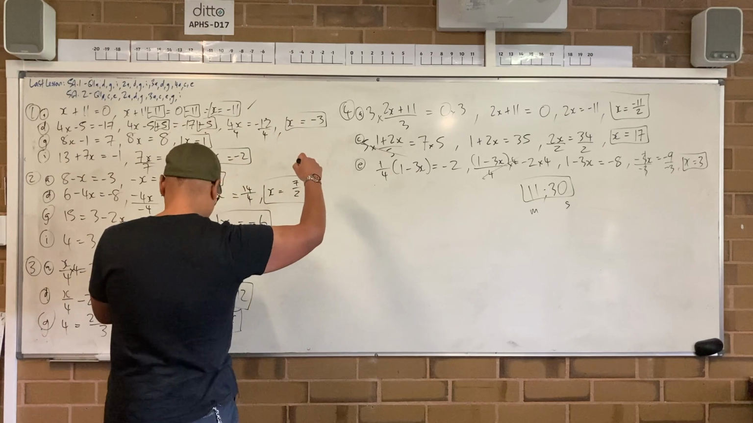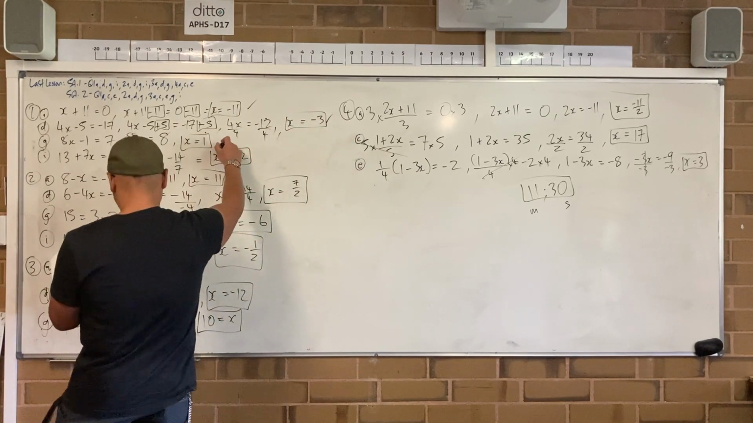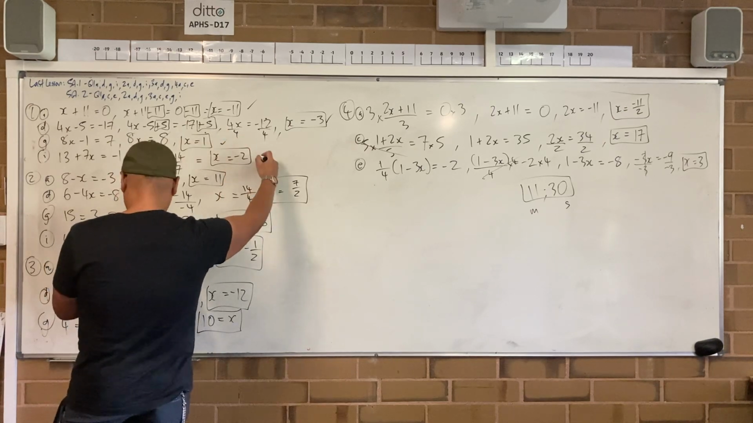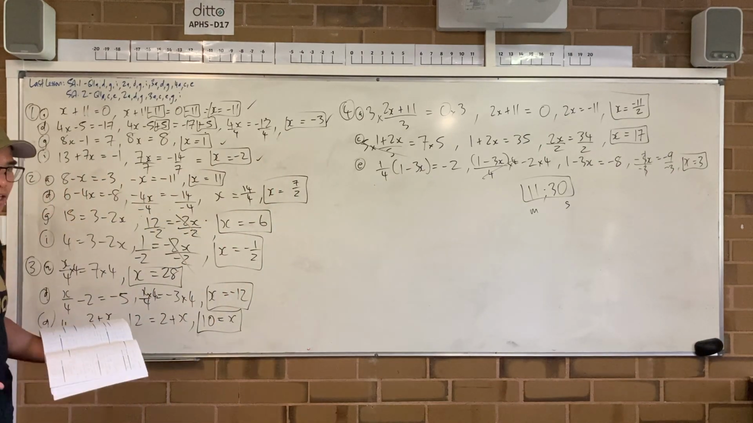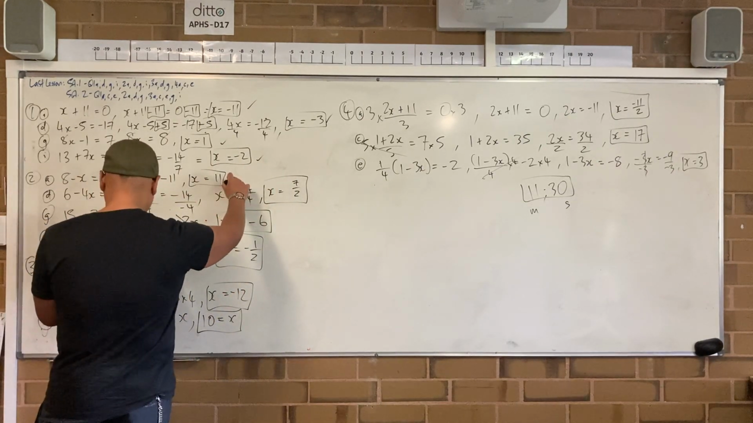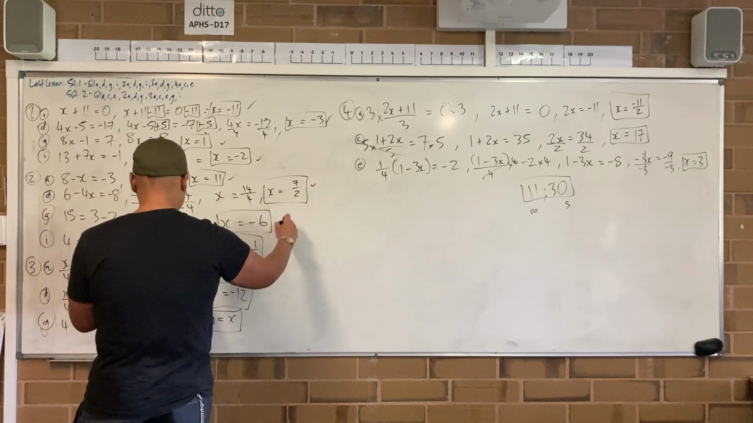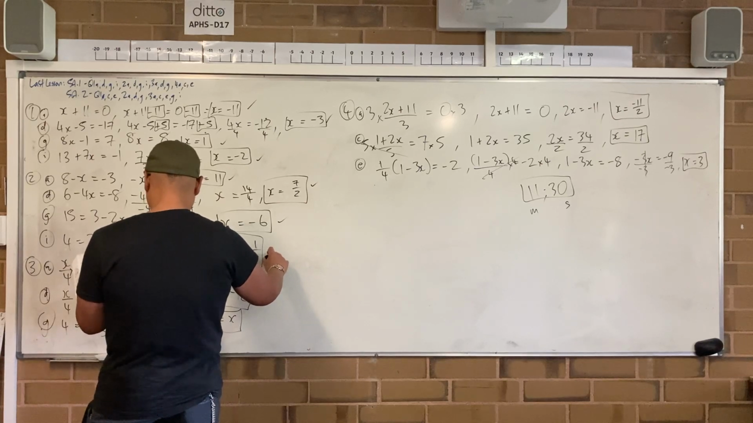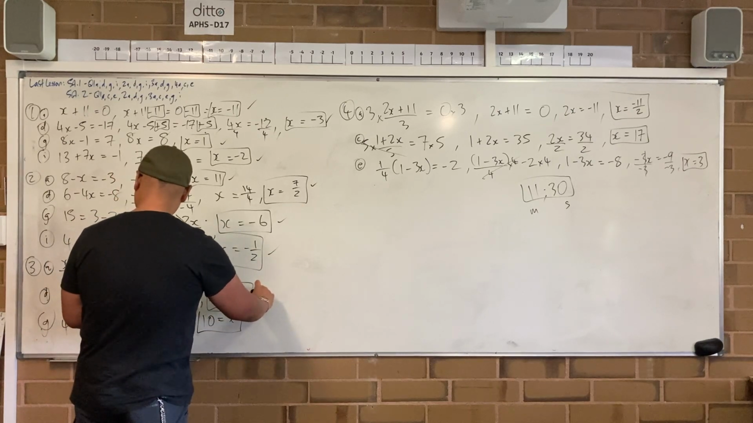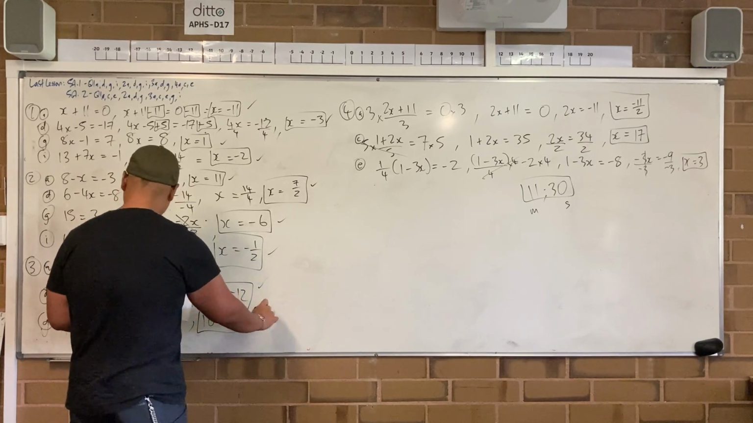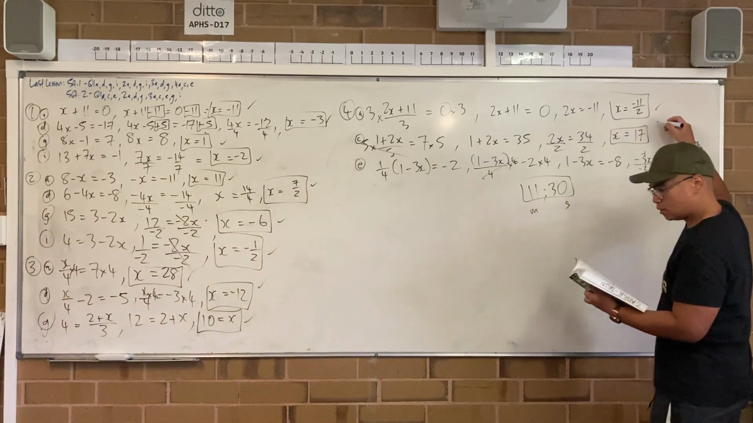Negative 11. D, negative 3. G, 1. I, negative 2. So I've done that correctly. I feel confident with that. 2, 11 on 2. 7 on 2. Negative 6. Negative a half. 3, 28. Negative 12. 10. 4. 11 on 2. 17.